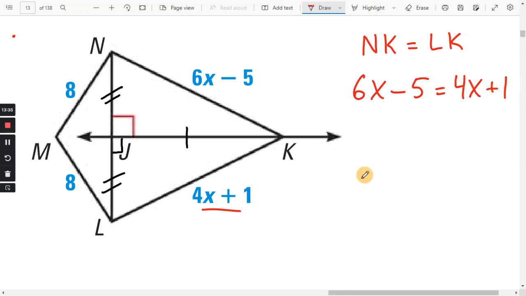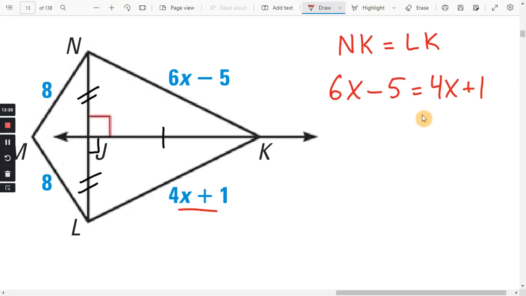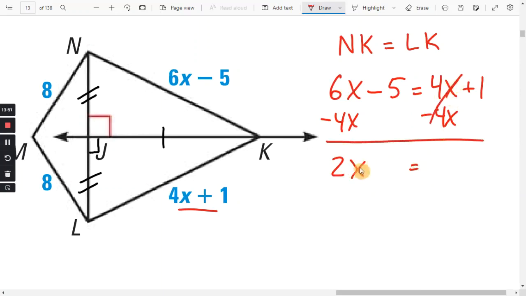I like to subtract a smaller x, but it doesn't matter. So minus 4x on both. 6x minus 4x is 2x. Bring down the equals, and the 4x is canceled. Since I have variables here, I want constants over here, so I'm going to get rid of this negative 5 by doing the opposite. Plus 5 on both, and that cancels. 1 plus 5 is 6, and of course, dividing both sides by 2, x is 3.